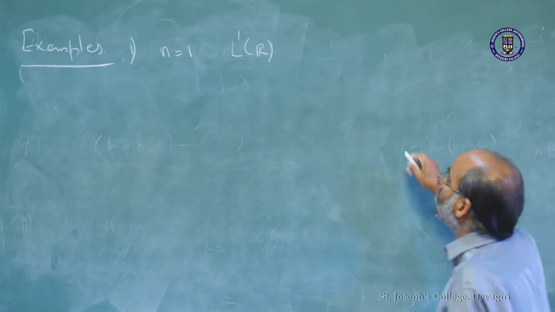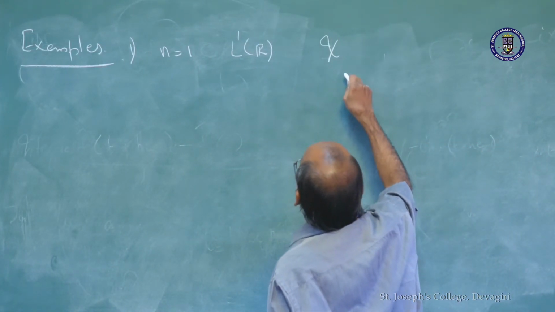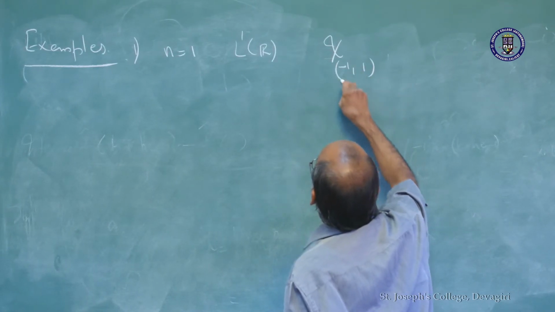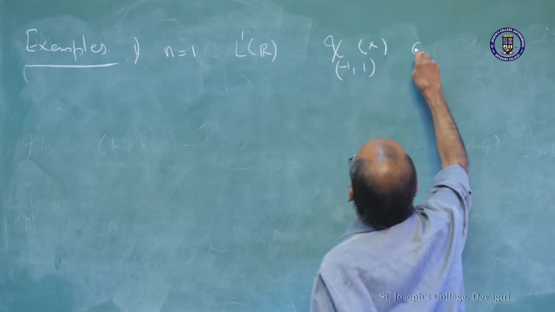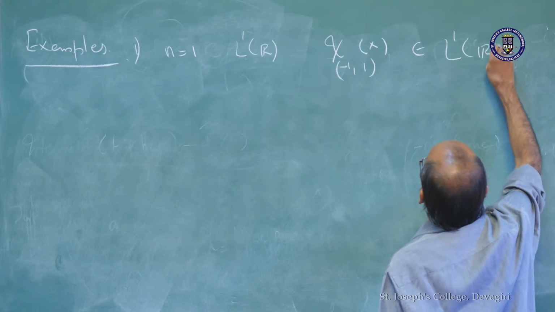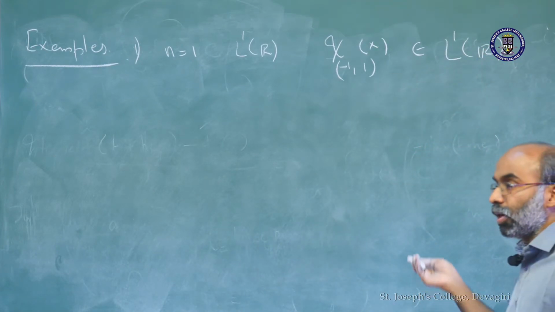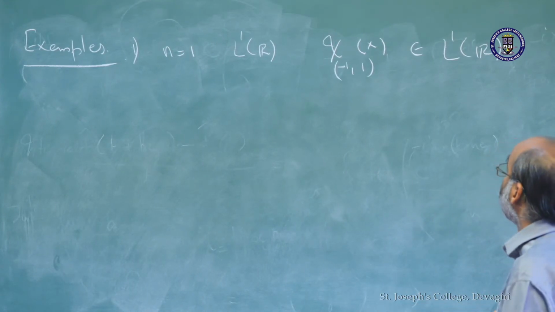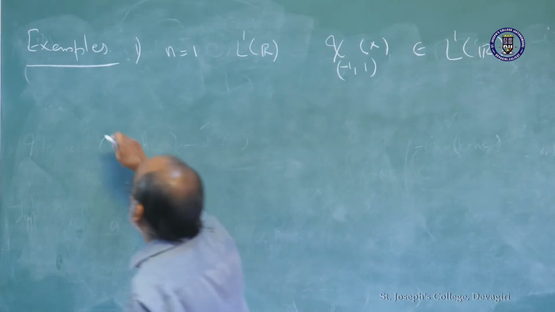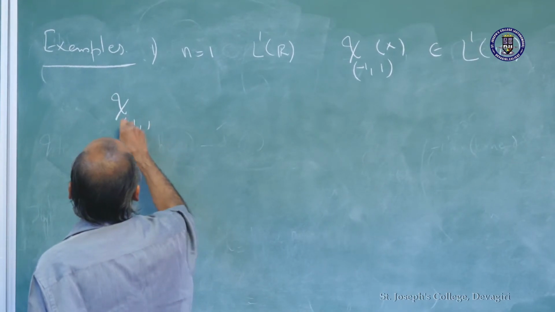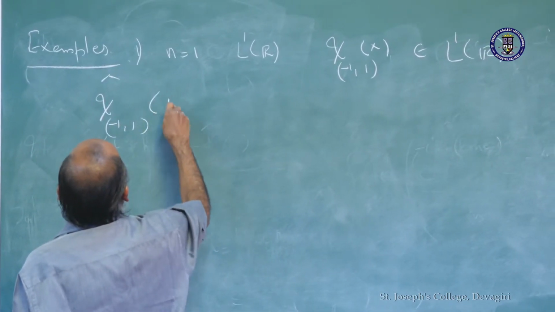So let us take the function, the indicator of, let us say, minus 1 to 1. This is of course a function in L1 of R, and I want to compute the Fourier transform of chi minus 1 1. Well, let us do that. So the Fourier transform of chi minus 1 1 at the point t.